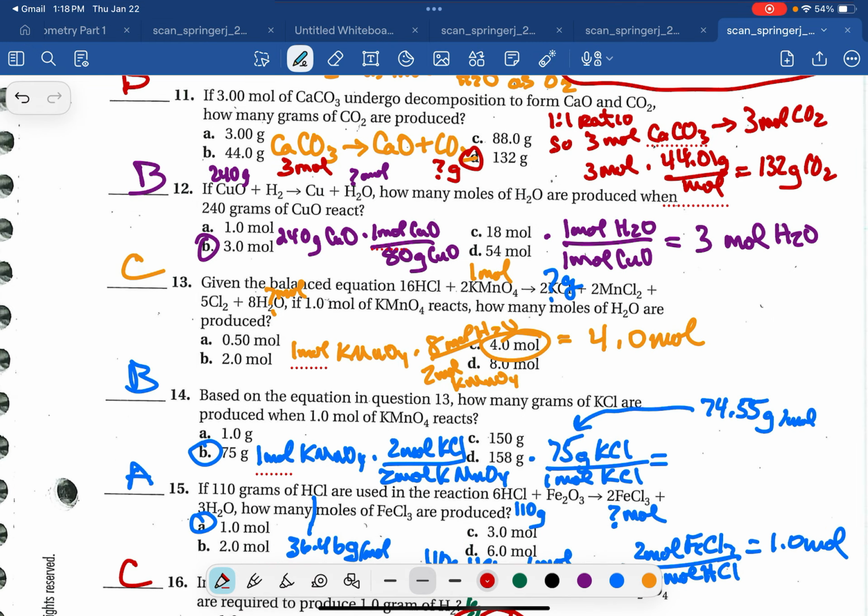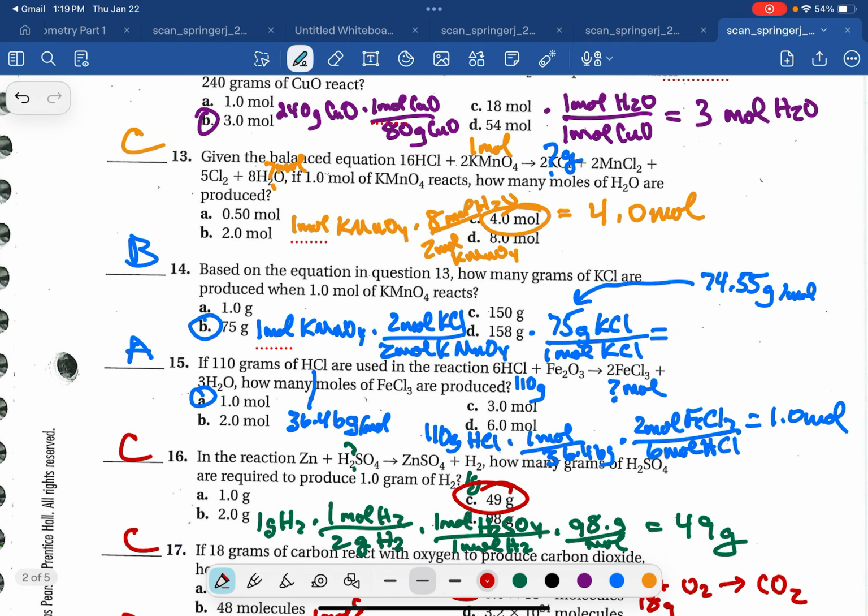Number 14, based on the equation in question 13, the one we just did, how many grams of KCl? So we started with 1 mole of KMnO4. There's 2 moles of KCl for every 2 moles of KMnO4, so that's all canceling out. And the molar mass was like 74.55. I rounded it to 75 for the sake of this problem. So 1 times 2 over 2, which is also 1 times 75, should be 75, B.